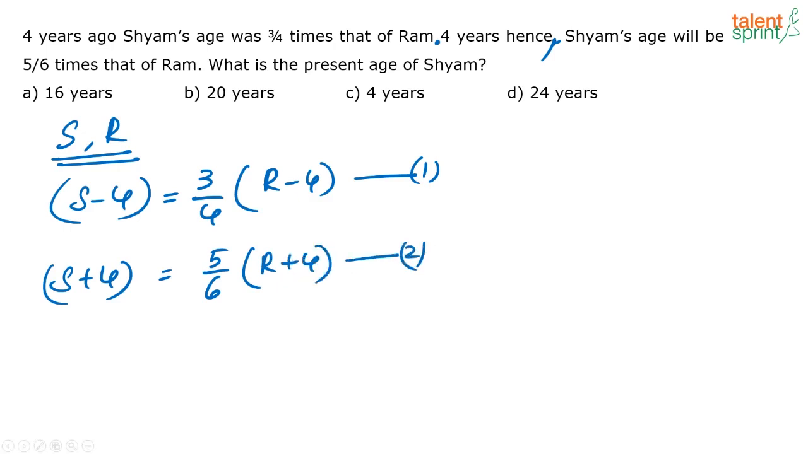Now solve for these two equations. You will have to find out the value of S. So what do you get the value of S as? Very easy, no? Two linear equations. You have to just frame the equation and solve. So what is the answer that you get?